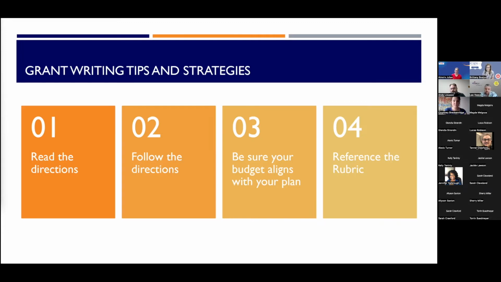If they ask for a narrative, produce a narrative. If they ask for a work plan, be sure your work plan meets their specs. If you're looking for what their intent is, you're going to sometimes have the rubric, which we're going to get to in a second, but certain levels of the grant application might be worth more points than others.